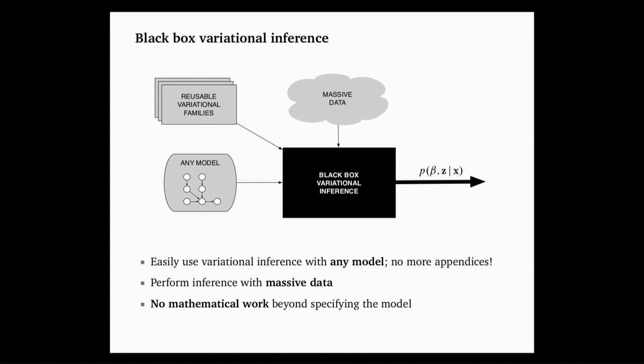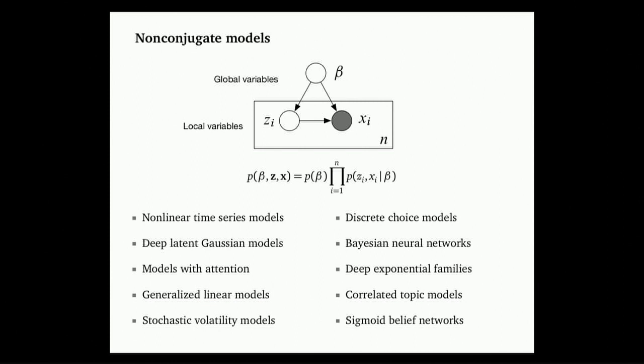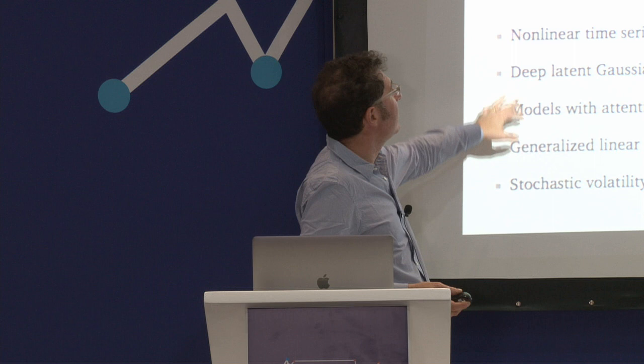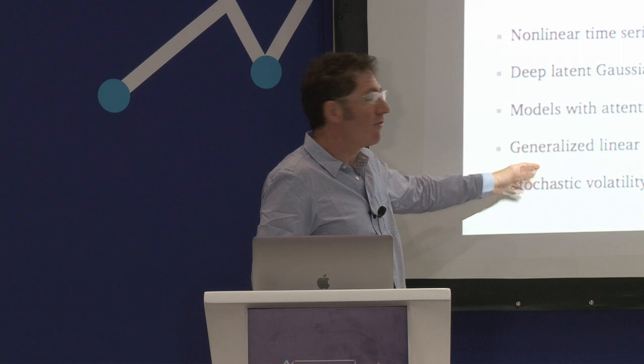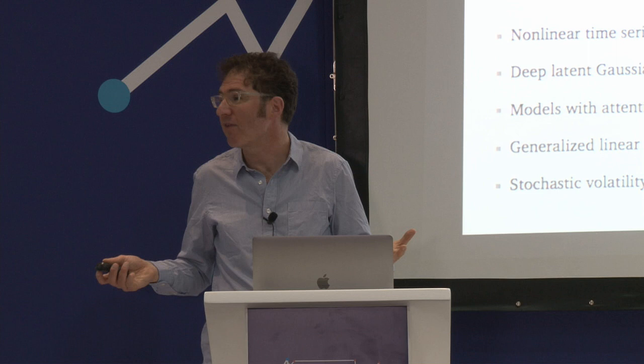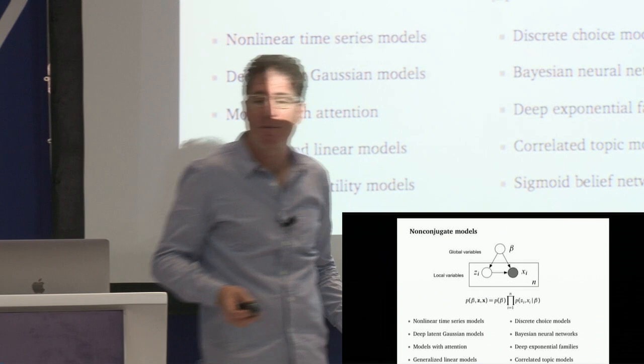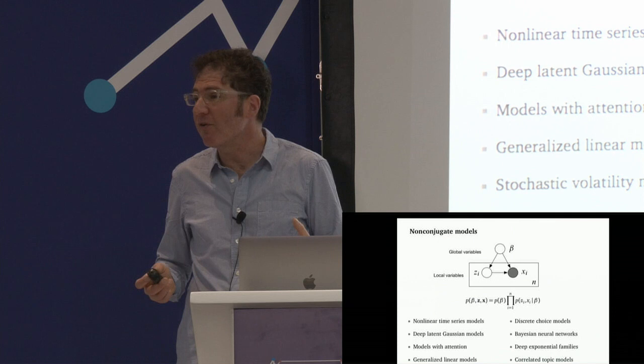Now, this means going beyond conditionally conjugate models, and many, many models go beyond conditionally conjugate models. Things like models with attention, deep latent Gaussian models, nonlinear time series models, many generalized linear models. The simplest one, frankly, is logistic regression. Bayesian logistic regression is not in this conditionally conjugate family. Also sigmoid belief networks, variants of topic models that don't use Dirichlets, deep exponential families, which we'll get to, and so on. There are many models that don't have this nice property that you can write down all the complete conditionals, and we're kind of stuck on how to do variational inference in those models.